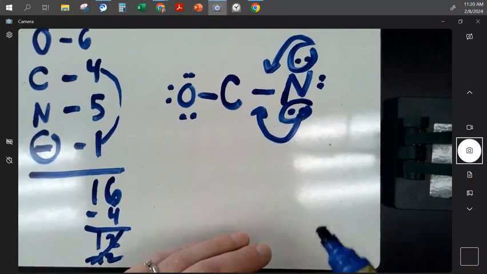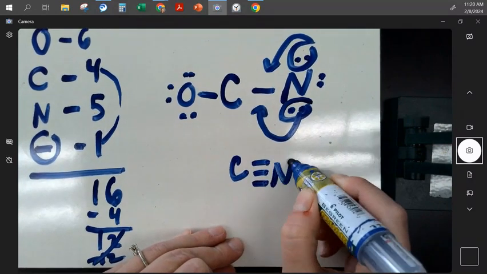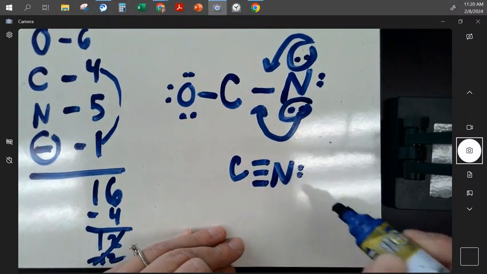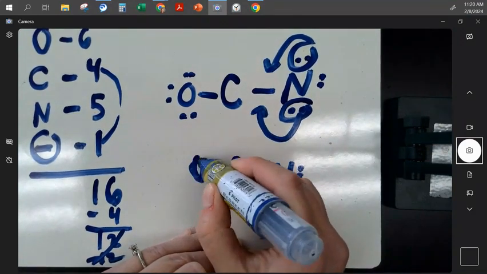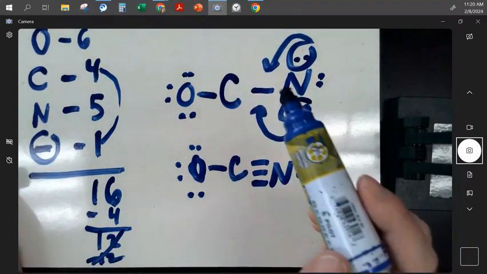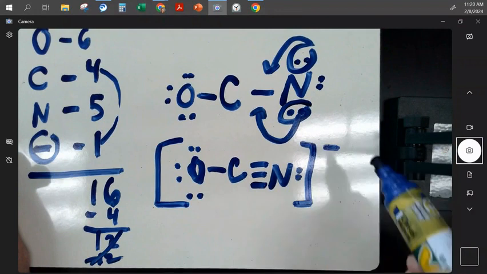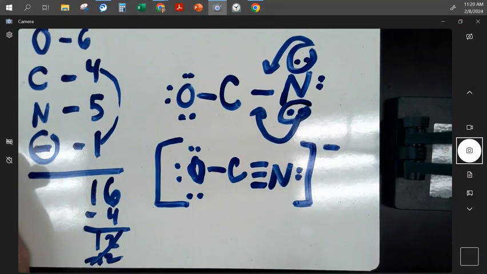So then carbon is going to be like this: C triple bond to nitrogen with a lone pair, and then oxygen. Remember, this was an ion. It had a negative charge. Oh, you can't see it. So we need to show that. Somewhere in here, there's an extra electron. There's a negative charge on this ion.